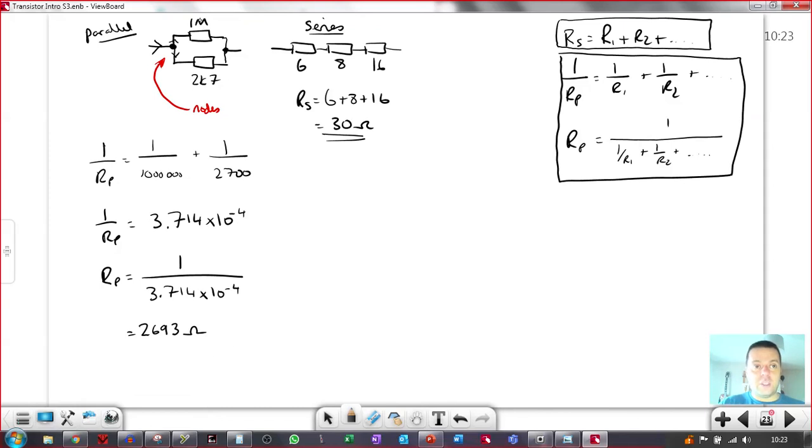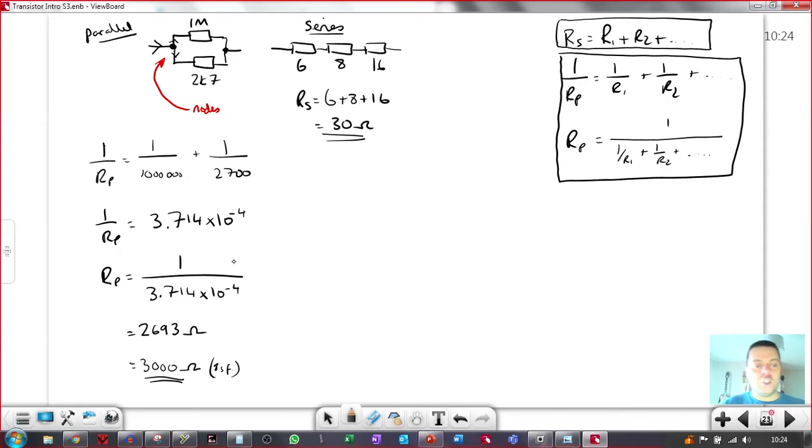That's got 2 significant figures. That's only got 1 significant figure. I need to round this to 1 significant figure. So, is this staying a 2, or is it becoming a 3? It's becoming a 3. And the rest of them become zeros, 3000 ohms. And that is 1 significant figure. So that's the process if it's a parallel circuit. That's the process if it's a series circuit.